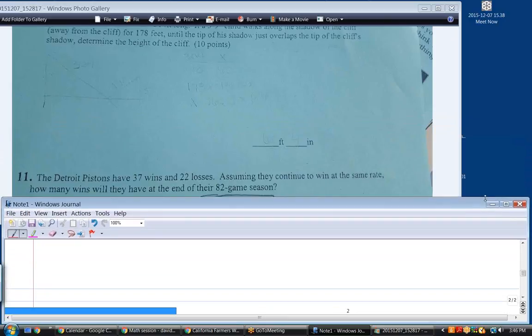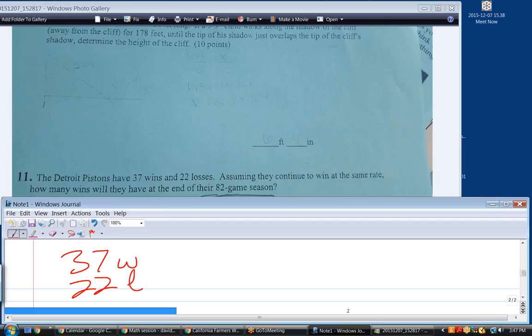In other words, what you're dealing with here are ratios. If they have 37 wins and 22 losses, and they continue at that same rate, how many wins will they have at the end of the 82-game season? And let's set up a ratio.